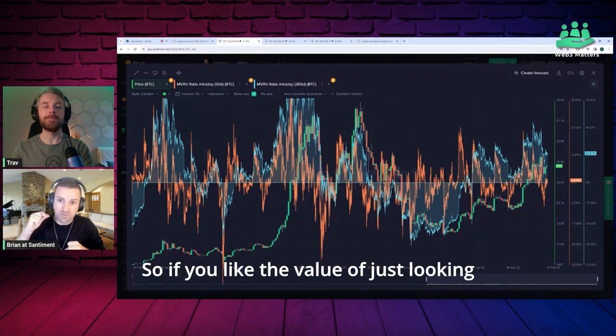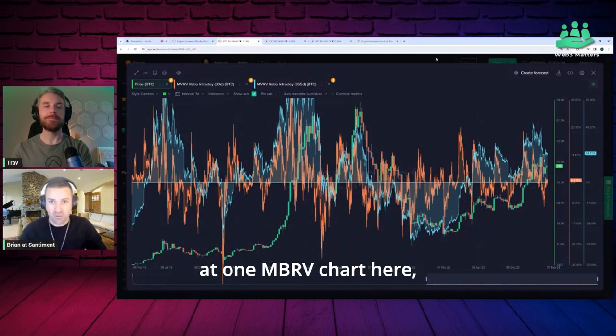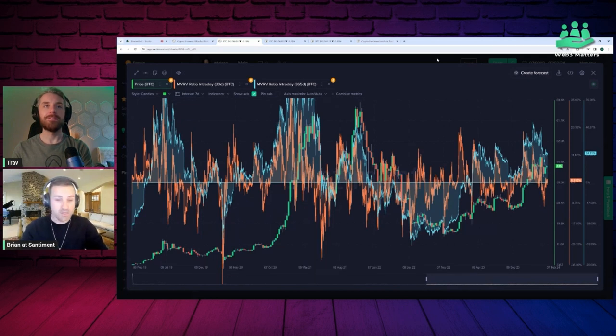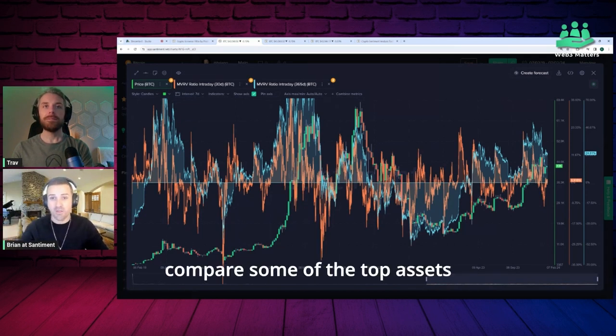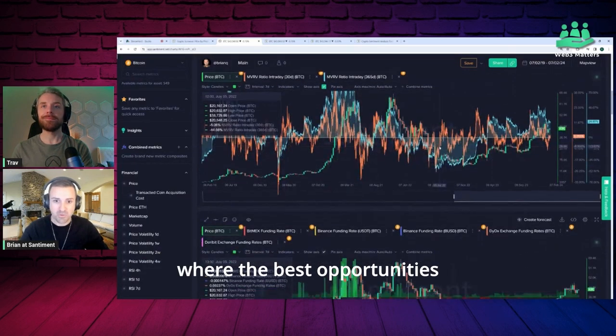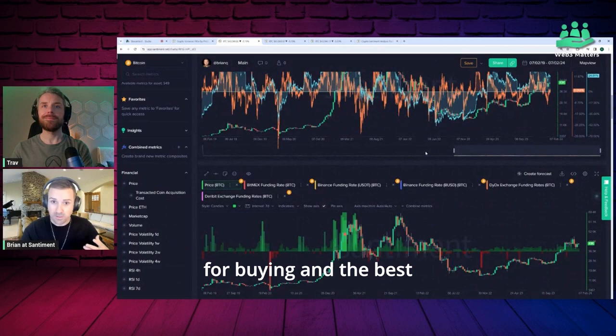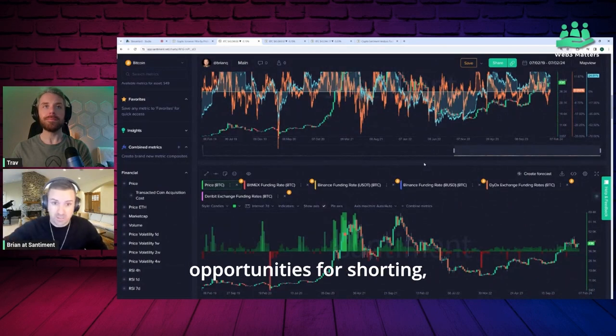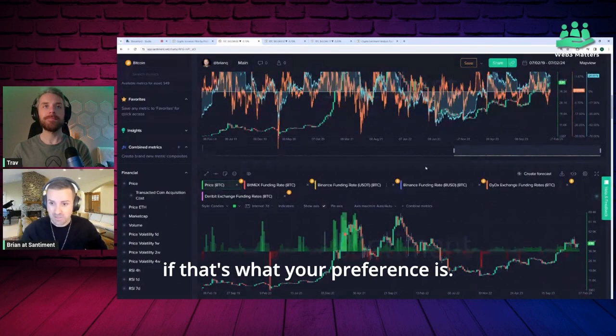So if you like the value of just looking at one MVRV chart here, we've also got separate models that we've made that just straight up compare some of the top assets to one another to find where the best opportunities for buying and the best opportunities for shorting are, if that's what your preference is.